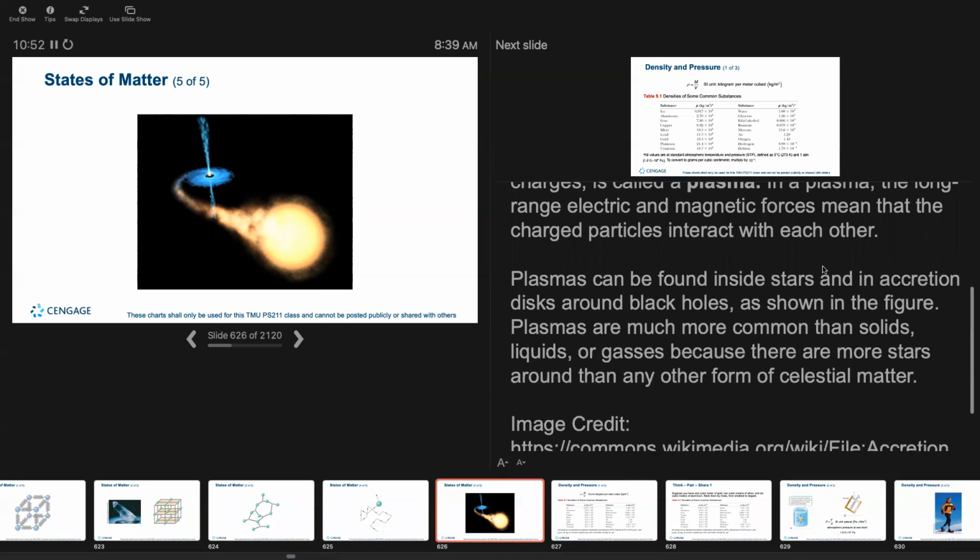Plasmas can be found inside stars and in an accretion disk around black holes, as shown in the figure. Plasmas are much more common than solids, liquids, or gases because there are more stars around than any other form of celestial matter. So it's maybe not something that we would see driving in our car or being at home. But if you think in terms of space, there's a lot more plasma, is what they're trying to get at.